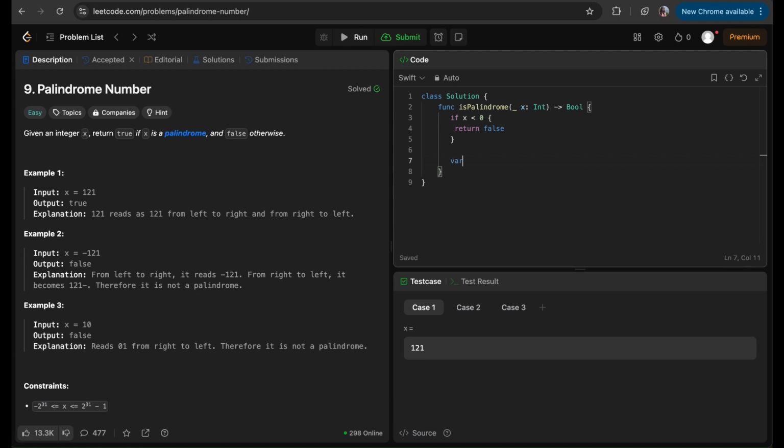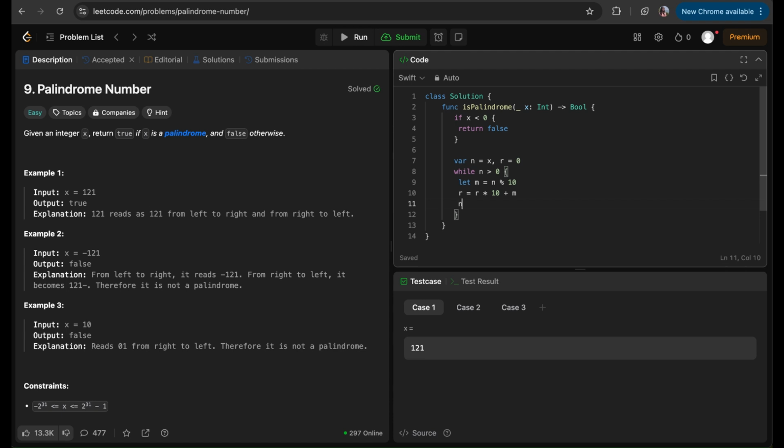Now I am taking this value into var n, so we can have x for comparison later on, and the reverse value, which I am representing with r, will have an initial value of 0. I will run a while loop with the condition n greater than 0, and let my mod value m be equal to n modulo 10, then r is equal to r multiplied by 10 plus m.